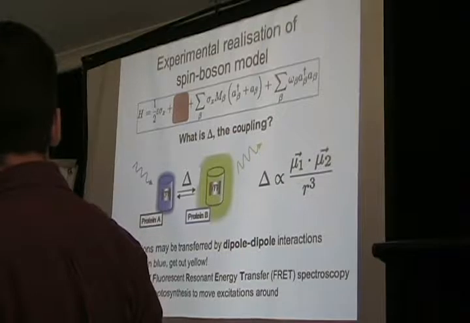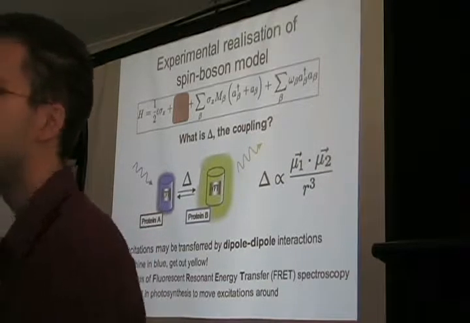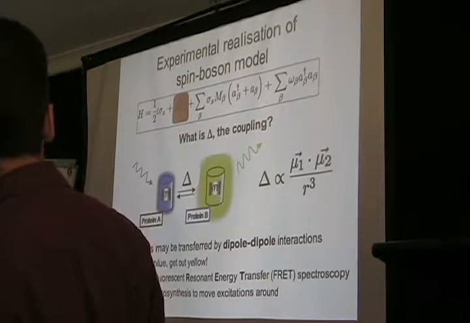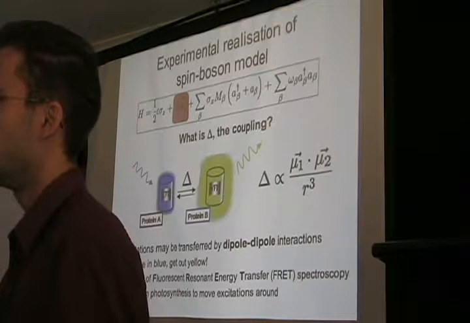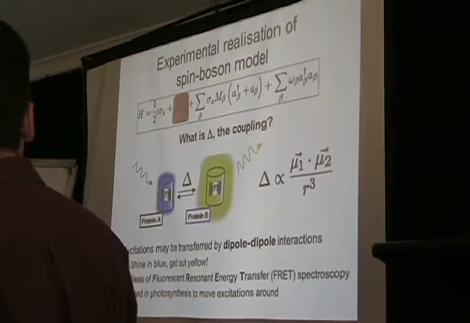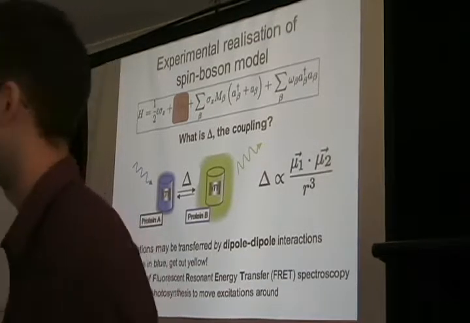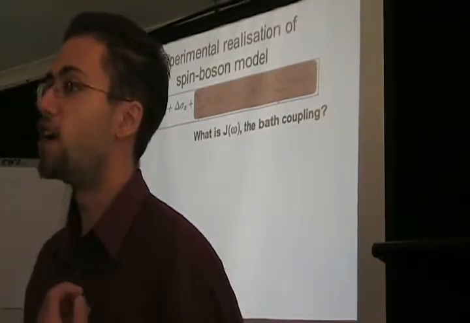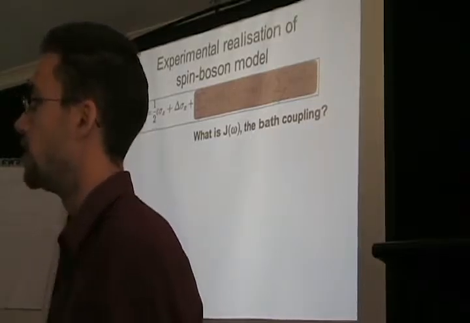The actual efficiency of this transfer depends on the transition dipole moments of your two molecules, but also very sensitively on the distance between them. So it's used in spectroscopy as a ruler. By measuring the efficiency, you can calculate the separation of these two molecules and monitor real-time motion of proteins, that kind of thing. But finally, we need to specify what is this environment, what is this coupling, this J of omega, to the environment.